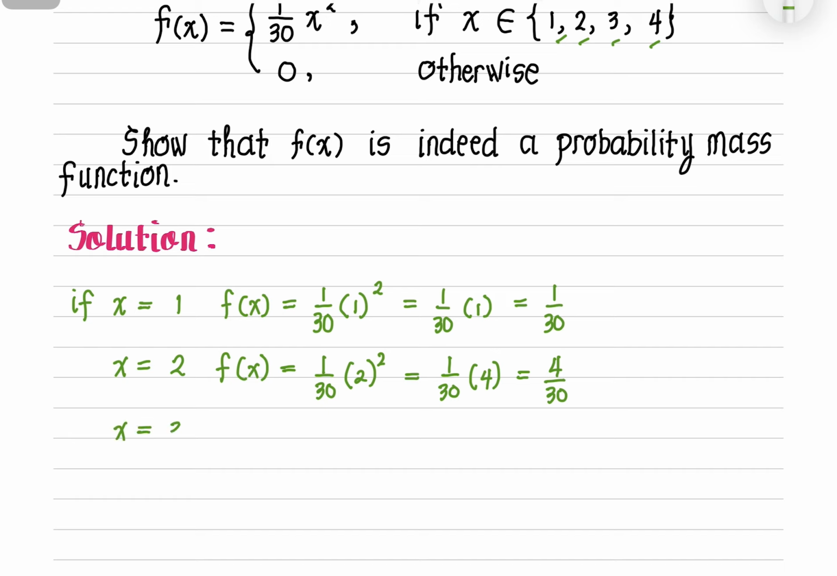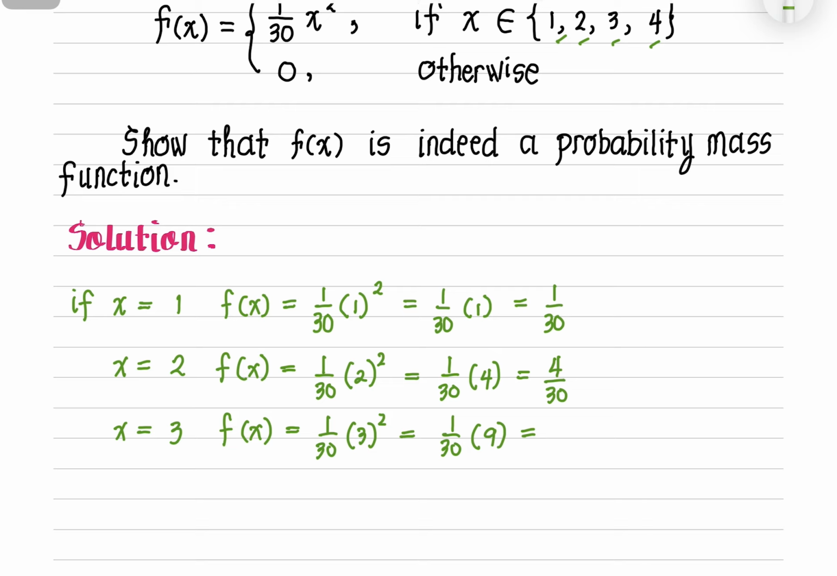And then, if x is equal to 3, so continue the process. f of x now is equal to 1 over 30 times 3 squared. And then simplify yung may exponent, no? So 1 over 30. So 3 times 3 equals 9.